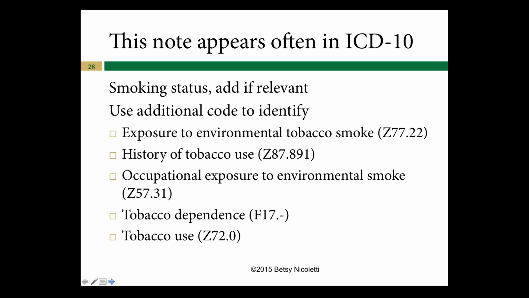And that note, so it looks like I haven't changed the slide, but I did change the slide because this note appears very often in ICD-10, this smoking status. Use additional code to identify. And we're going to find it in the hypertension, of course, cardiovascular, in the neoplasms chapter around cancer diagnoses. Find it all through the heart chapter, through the respiratory chapter. When we're looking at asthma and COPD, use an additional code to identify. So these 5 codes are codes that we will see frequently, and we'll apply them, we'll append them as needed on our patient's charts.